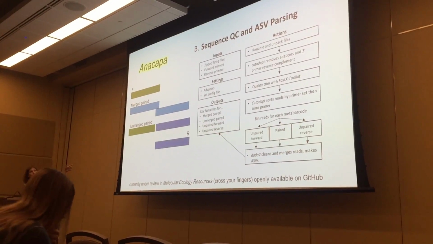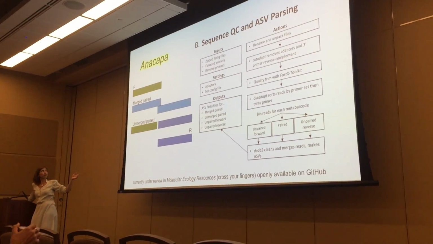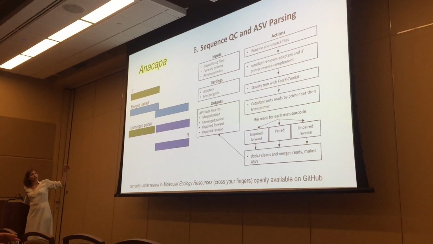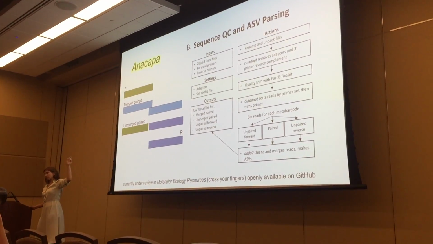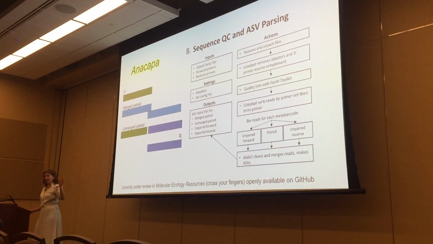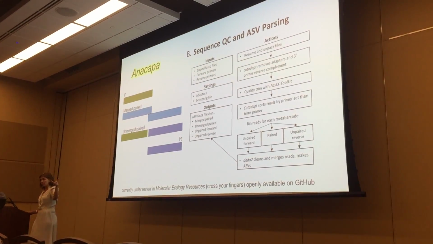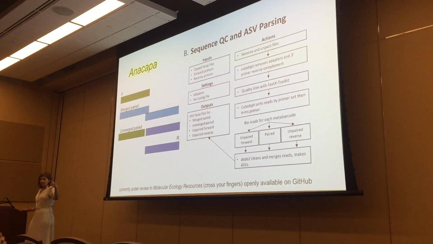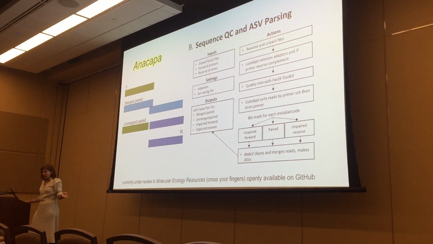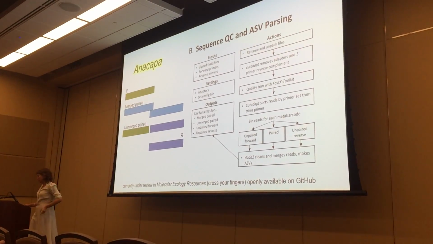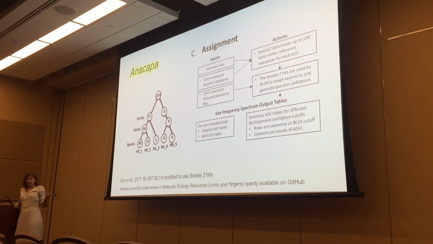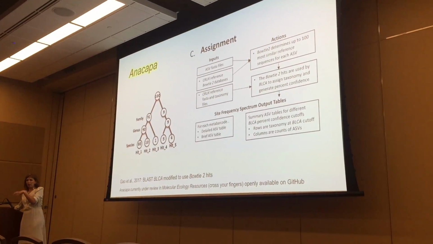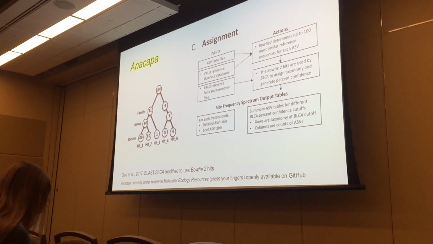Then we do sequence QC and we do ASV parsing. So a lot of software that exists will only use the merged pairs, when your forward and reverse reads make a contig. If you have a reverse read alone, it doesn't get analyzed. It's wasted data that you've generated. Well, we don't waste anything. We use it all. And we're using programs like Dada2, Bowtie2, borrowing a lot from the transcriptome community to be able to do that.